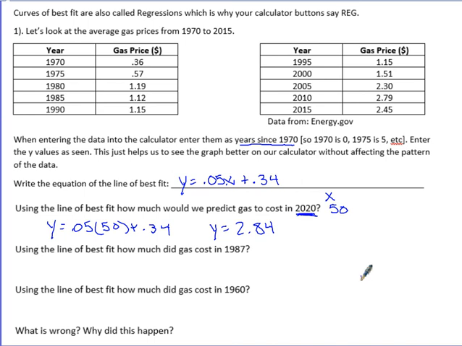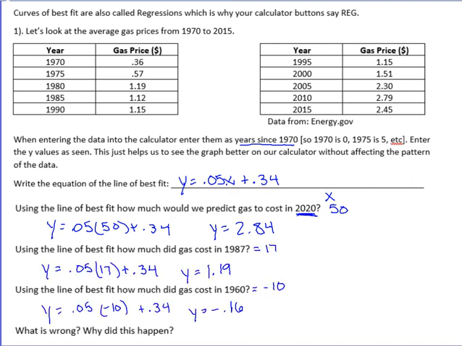Now I want you to do this part using the line of best fit. How much should gas cost in 1987 and how much should gas cost in 1960? See if you can find the correct x values to plug in and get your estimate for those two. For 1987, you should have plugged in 17 for x, and when you do that, we got an estimate of $1.19.